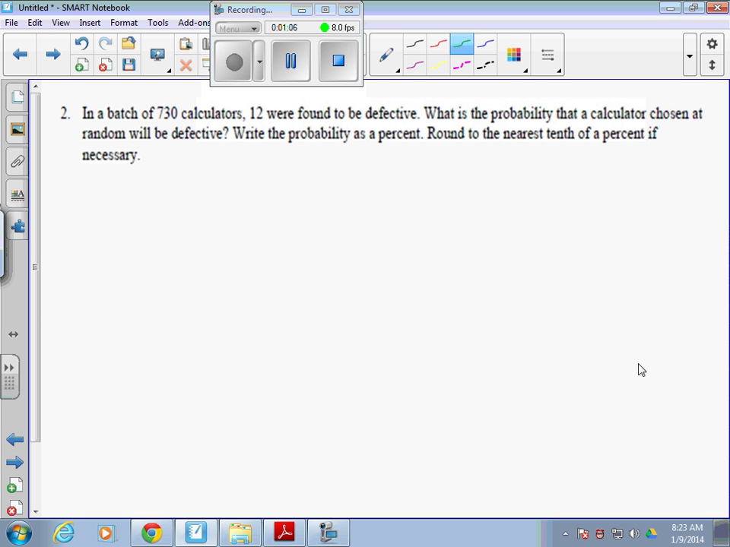In a batch of 730 calculators, 12 were found to be defective. What is the probability that a calculator chosen at random will be defective? Again, probability is what you're looking for. Probability is favorable over total. Favorable in this case is defective calculators. That's a bad thing, but remember, favorable doesn't mean good or bad. It's just what you're looking for. There are 12 of them over the total, which is 730. So 12 over 730.